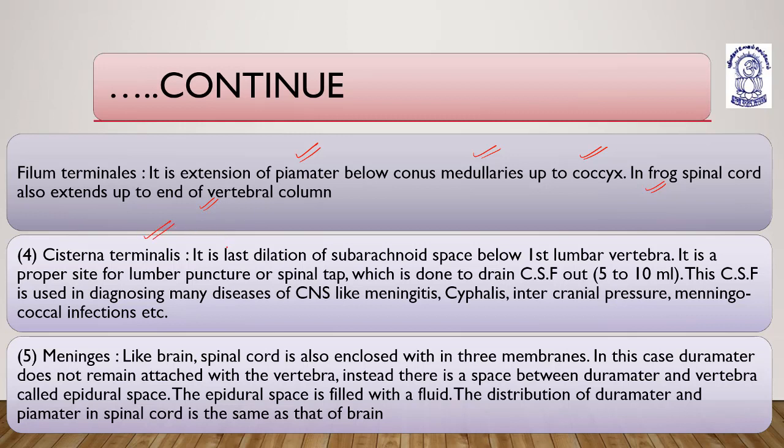Cisterna terminalis is the last dilation of the subarachnoid space below the first lumbar vertebra. It is a proper site for lumbar puncture or spinal tap, which is done to drain 5 to 10 ml of cerebrospinal fluid. This CSF is used to diagnose many diseases like meningitis, syphilis, intracranial pressure, and meningococcal infections.